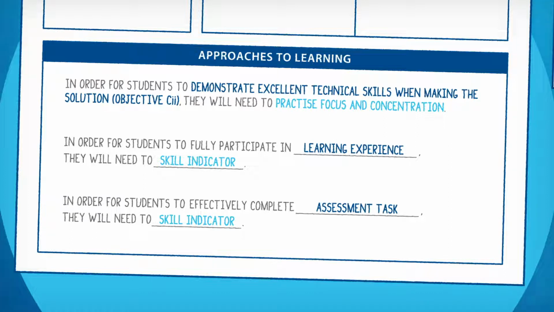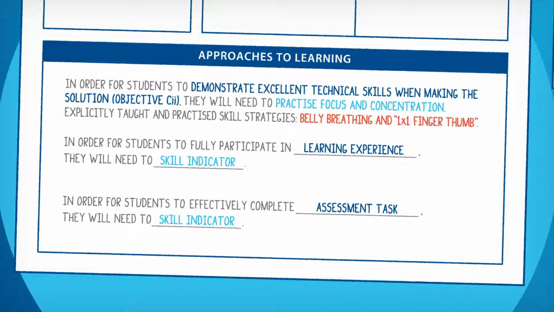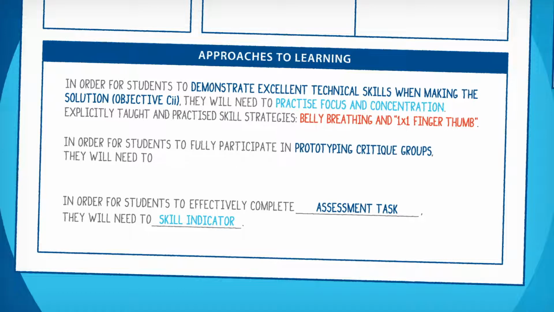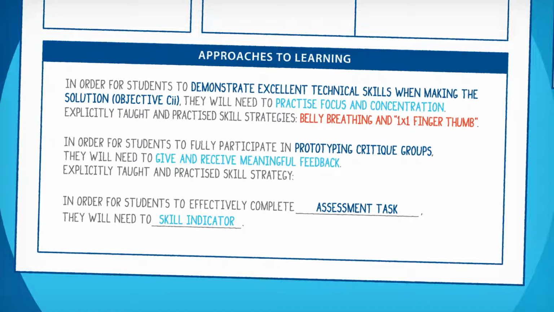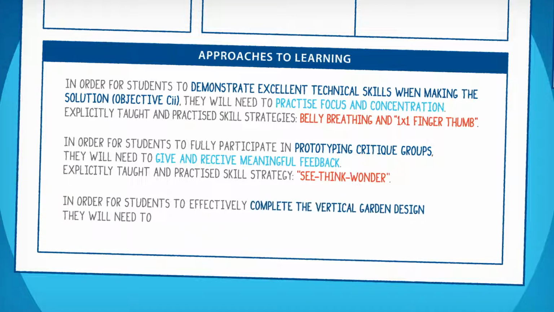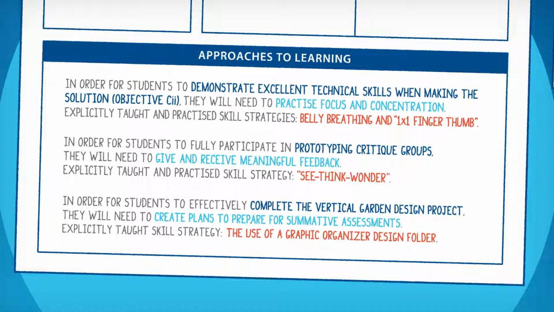Identifying the specific skill strategy that is explicitly taught and practiced can also add clarity to the unit and inform the school's ATL plan. A second type of example might identify a specific learning engagement and a communication skill indicator and skill strategy that will help students fully participate in that learning engagement. A third type of example might identify a summative task and an organization skill indicator and skill strategy that will help students complete that task.